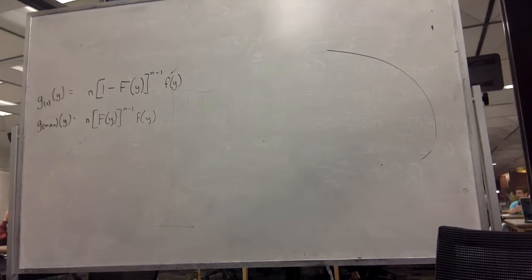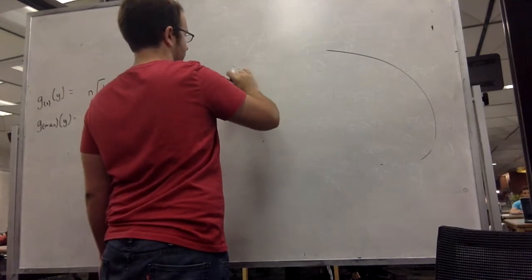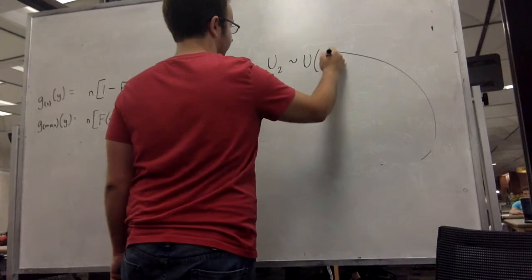Okay, so find the probability density function. Problem 6.72. U1 and U2 are both independently and uniformly distributed over the interval from 0 to 1.